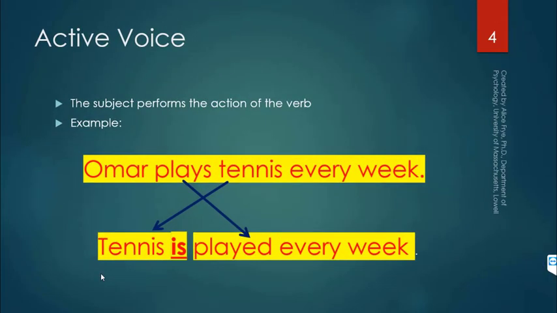Now, let's look at these examples as well. In the active voice, the subject performed the action of the verb. For example, Omar plays tennis every week. So we start with tennis. Then one of the forms of verb to be, which is used with the singular, is, and the past participle of play, played. Tennis is played every week.